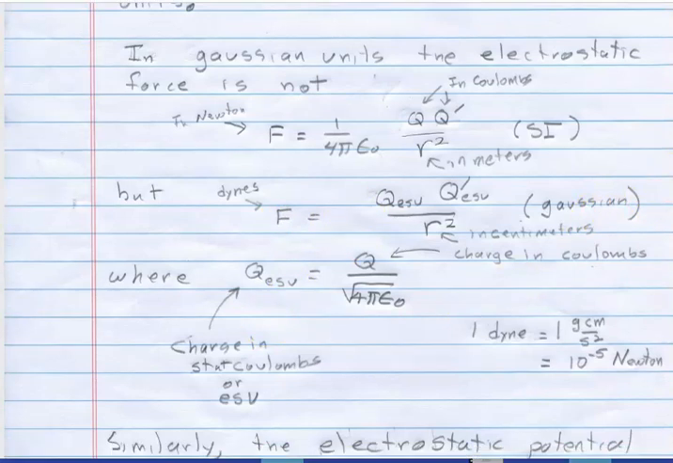In essence, what the Gaussian system does is take this 1 over 4 pi epsilon naught, take the square root squared, and put a square root of 4 pi epsilon naught under the first Q and a square root of 4 pi epsilon naught under the second Q prime. That, in essence, gives you the electrostatic units of charge. It really is related to the SI unit of charge, Q, divided by the square root of 4 pi epsilon naught.